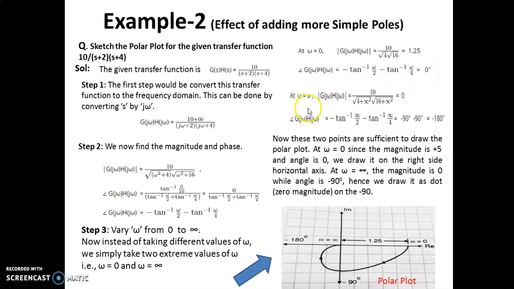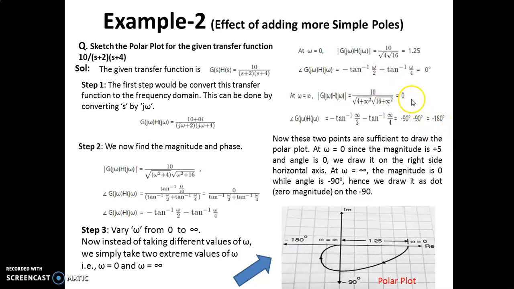At omega equal to infinity, the magnitude is 10 over square root of infinity into square root of infinity. Total it is 10 by infinity, so that is 0. The angle is tan inverse infinity, which is 90 degrees, minus 90, again minus 90. So the total is minus 180 degrees.